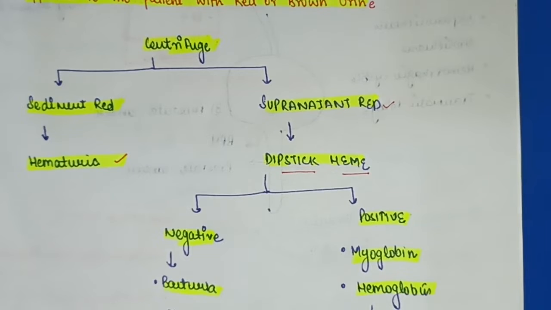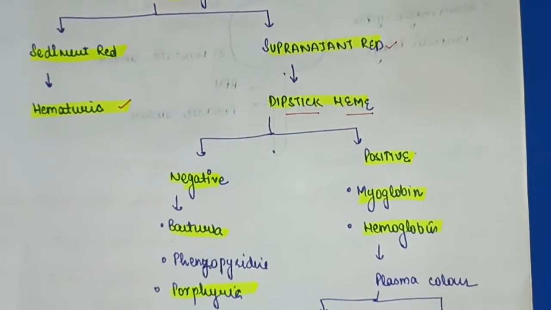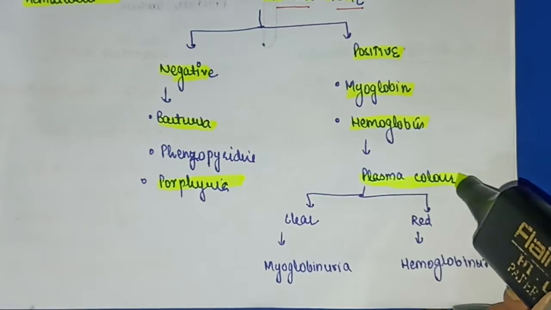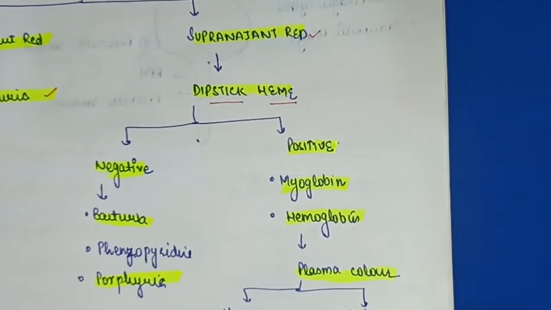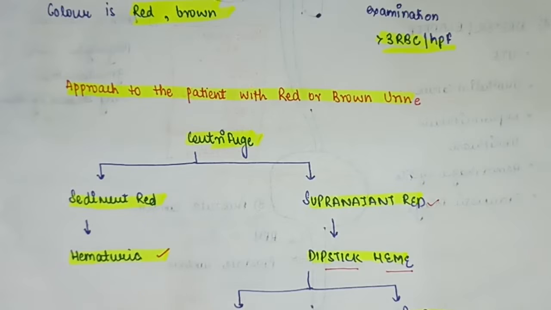So we'll do a dipstick test. If it comes positive, it can be myoglobinuria or hemoglobinuria. Then we'll look at the plasma color. If plasma color is clear, it points towards myoglobinuria. If it is red, then it points toward hemoglobinuria. Myoglobinuria is seen in rhabdomyolysis, and hemoglobinuria is seen in intravascular hemolysis. It can also be seen in Plasmodium falciparum infection.